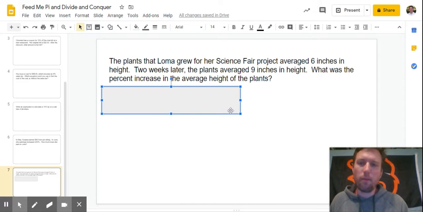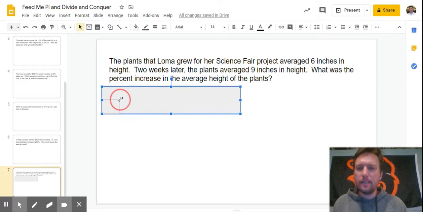So let's look at this problem. It says the plants that Loma grew for her science fair project averaged 6 inches in height. Two weeks later, the plants averaged 9 inches in height. What is the percent increase? It's going up from 6 to 9. What is the percent increase in the average height of plants?